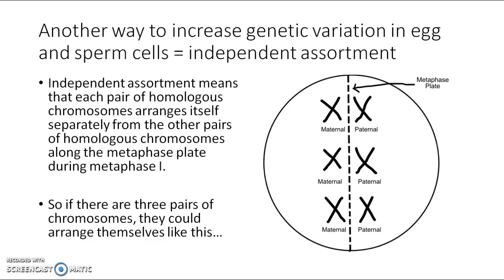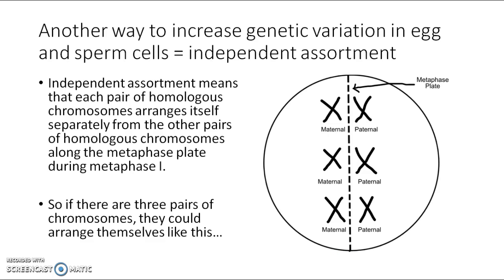Now, let's go ahead and talk about another way to increase genetic variation in egg and sperm cells, and that's called independent assortment. So this picture right here is showing a cell that's going through metaphase 1. We know that it's metaphase 1 rather than metaphase 2 because the chromosomes are lining up in pairs rather than in a single file line, 1, 2, 3, 4, 5, 6 along that metaphase plate.